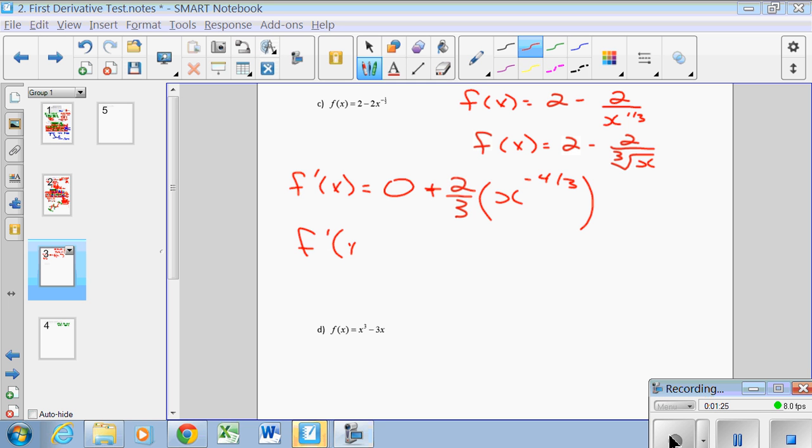I'm just going to clean this up a little bit. 0 plus anything, the 0 goes away. 2 is the only thing I have left in my numerator. 3 is my denominator, and I can write x to the 4/3 here. If some of you think radicals are easier to work with, you can write the cubed root of x to the 4th. That works as well. It means the same thing.